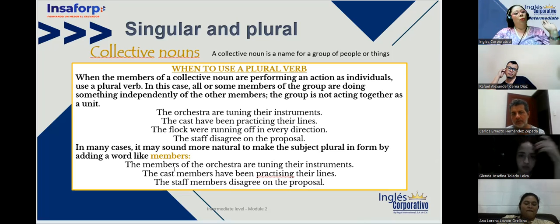Pero para no entrar en confusión, ¿verdad? Usemos la palabra members, members. The members of the orchestra are tuning, okay? Esta es como la salvedad para nosotros que estamos aprendiendo, ¿verdad? The cast members, the staff members. Y usamos plural form of the verb, okay? ¿Vamos bien hasta aquí? ¿Sí?